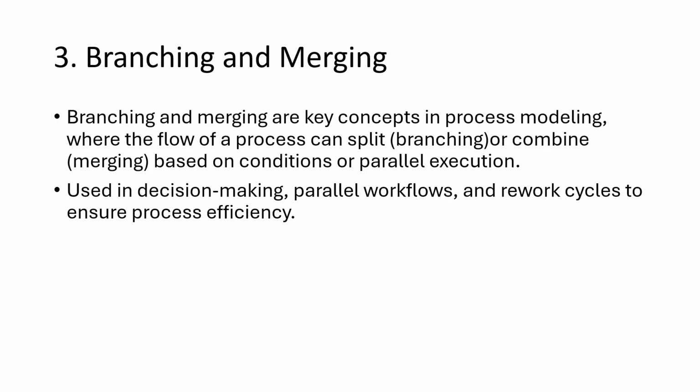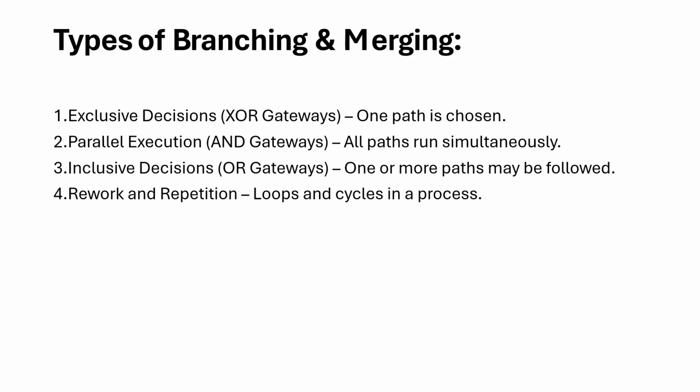Branching and merging. Branching and merging are key concepts in process modeling, where the flow of a process can split or combine based on conditions or parallel execution. It's used in decision making, parallel workflow, and rework cycles to ensure process efficiency. Types of branching and merging.